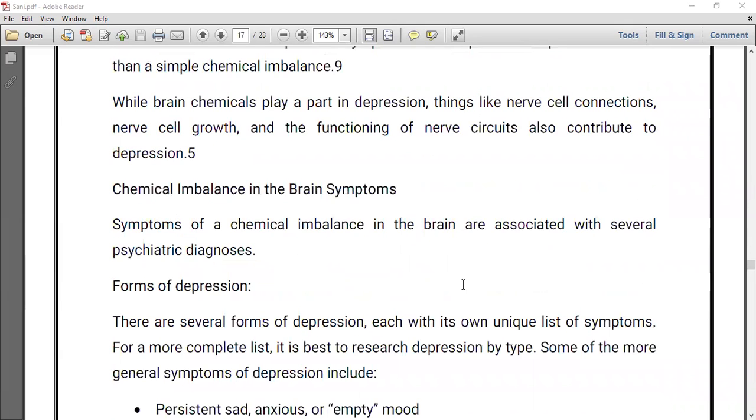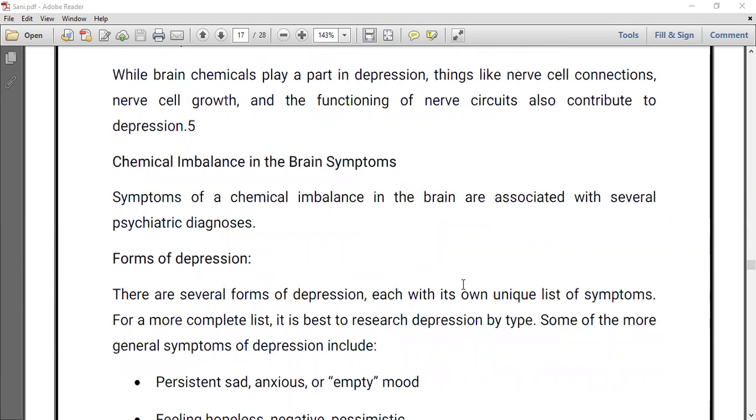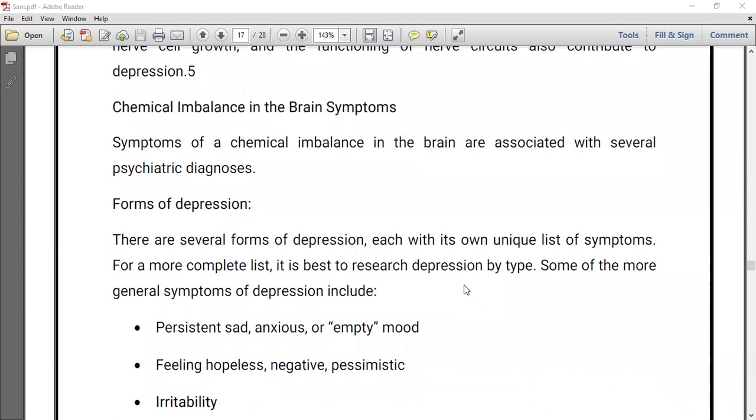The other one is the chemical imbalance in the brain. The symptoms of chemical imbalance in the brain are associated with several psychiatric diagnoses. Forms of depression, why depression occurs. There are several forms of depression, each with its own unique list of symptoms. For a more complete list, it is best to research depression by type.